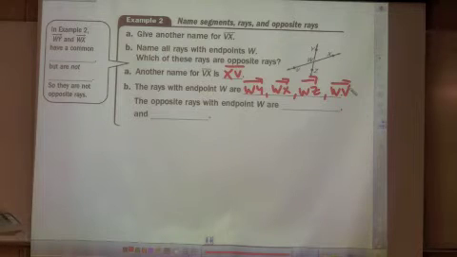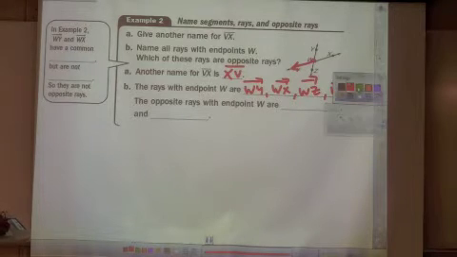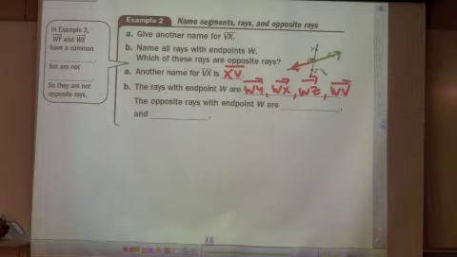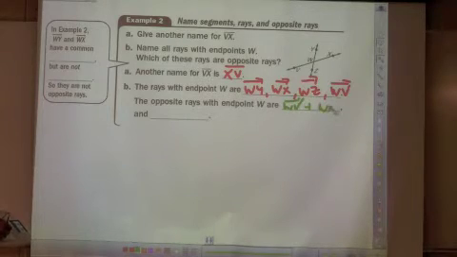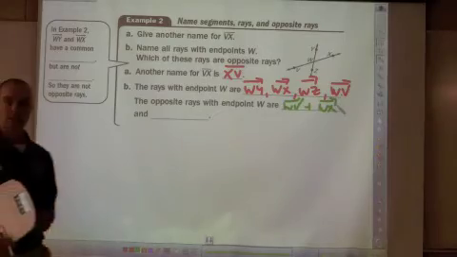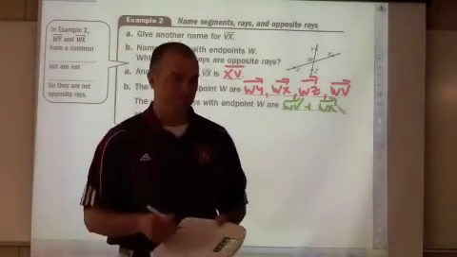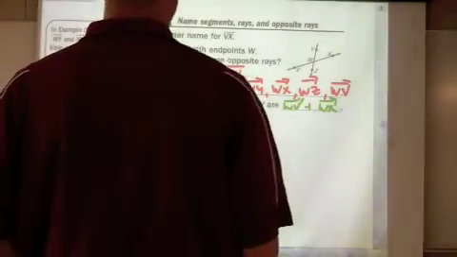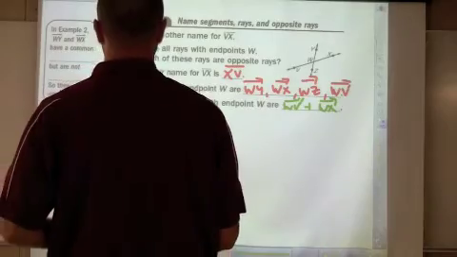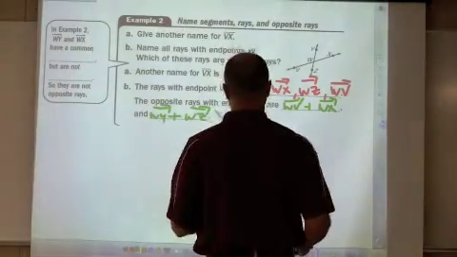Farley, what do you think? Ray WV and WX. So WV goes this direction, WX goes that direction. They have the same endpoint, go in opposite directions. I agree. Anybody see another set of opposite rays up there? Weber, what do you got? WY and WZ. Good. So you see a lot of today is just foundational definition stuff.